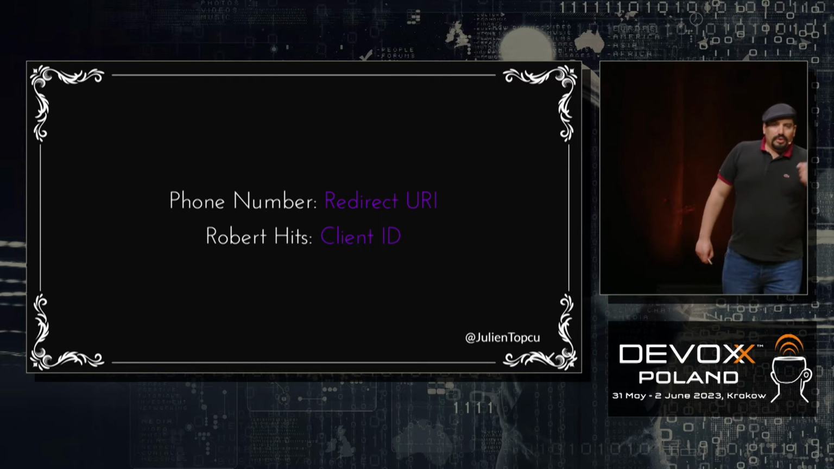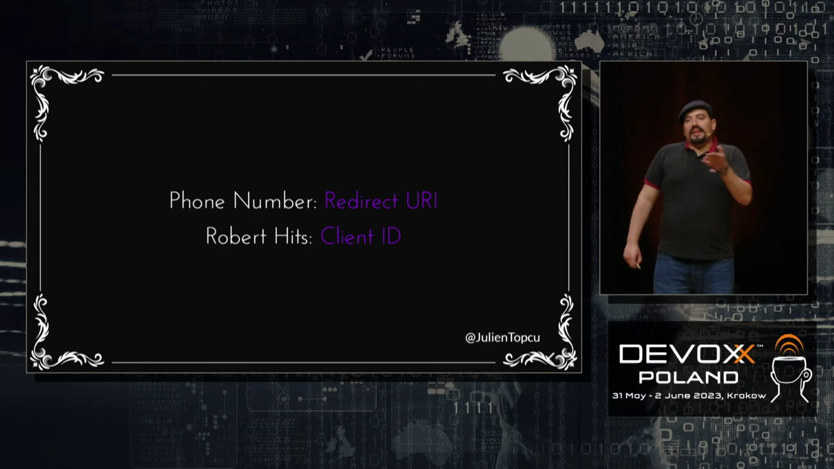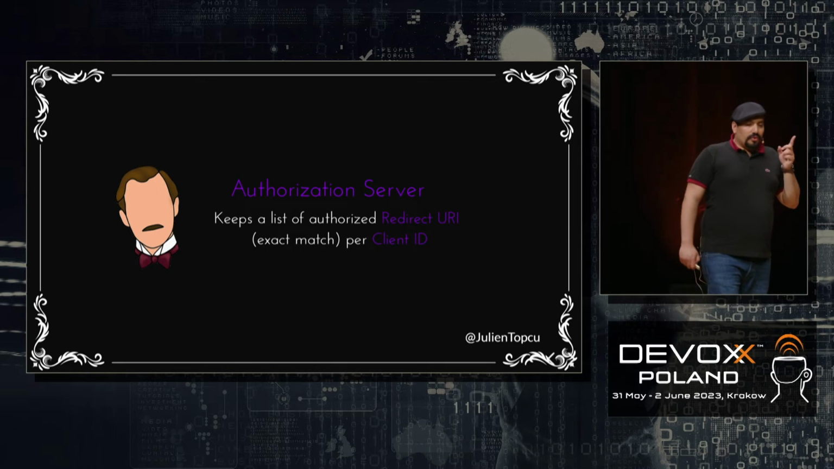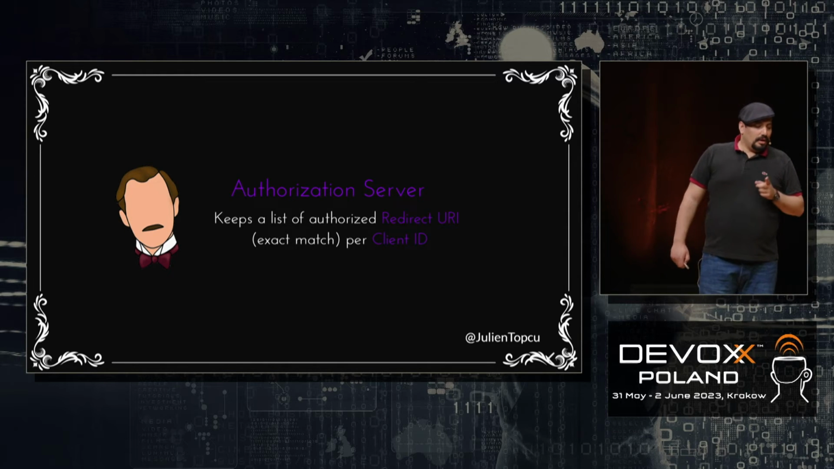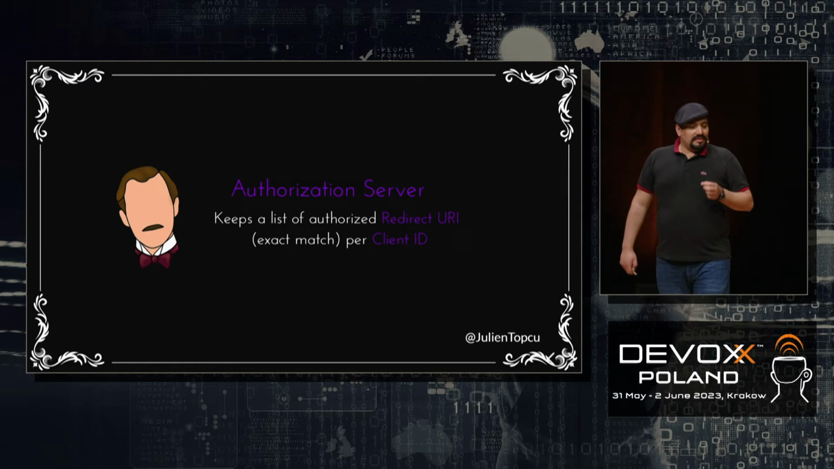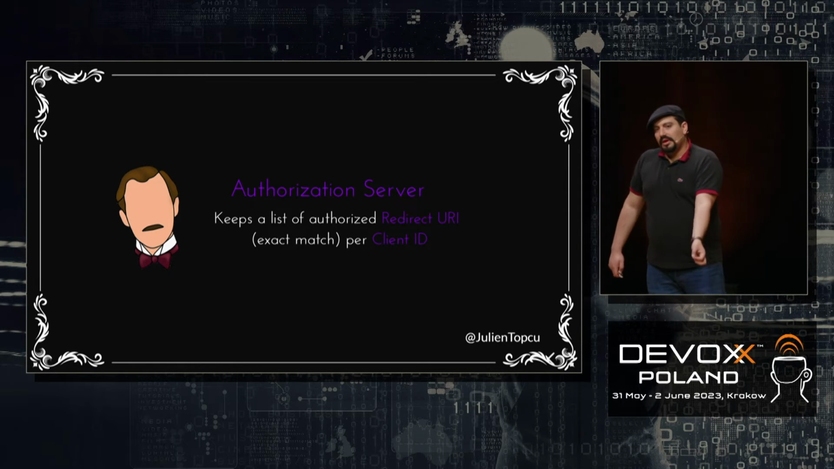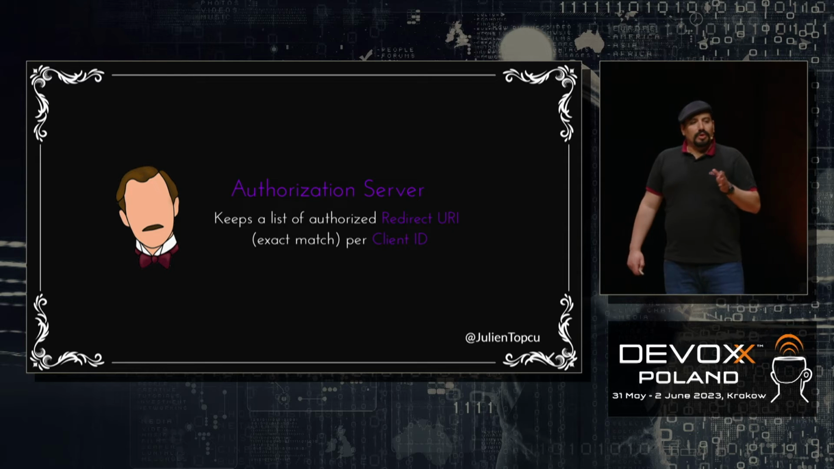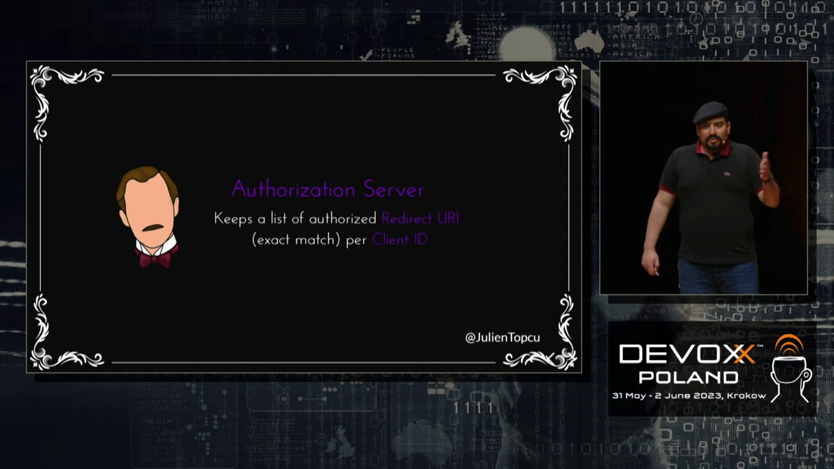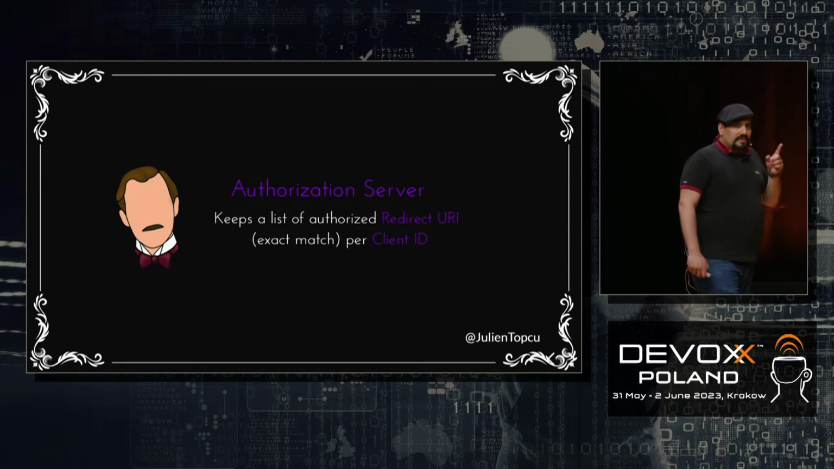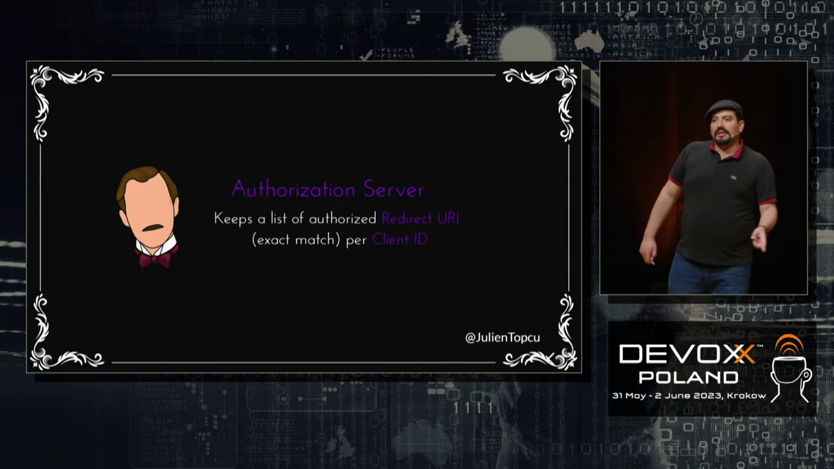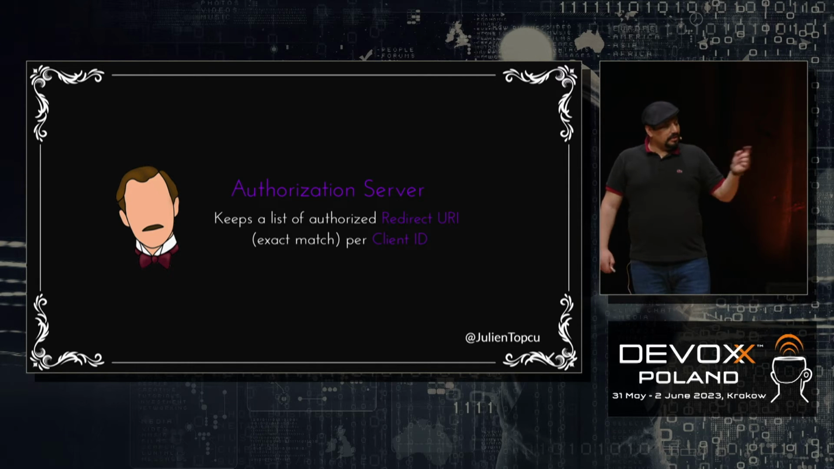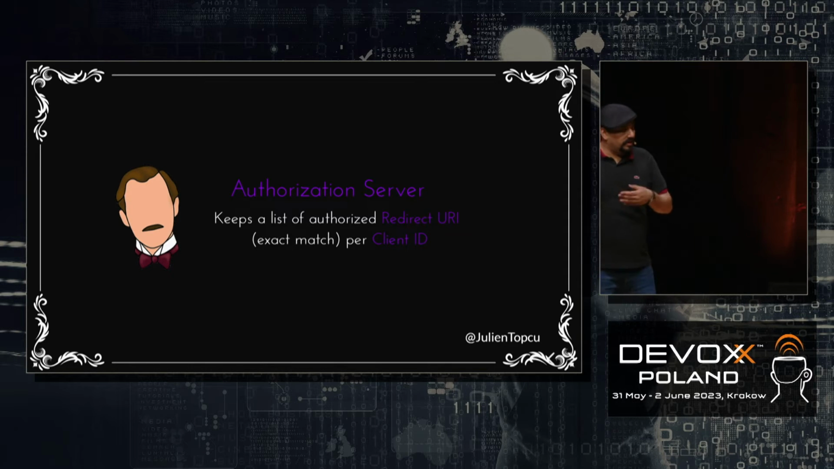So the phone number is what we call the redirect URI, and Robert Hitz the client ID. The authorization server keeps a list of authorized redirect URIs per client ID, and he has to make sure that he will check if this is an exact match. Because, for example, with a phone number, if the last digit changed, you cannot be sure that you landed in the right company, right? You cannot be sure who is on the phone. So you have to know that since OAuth 2.1, exact match here is a best practice. They strongly advise the vendors to do an exact match on redirect URIs to avoid any kind of security issue.